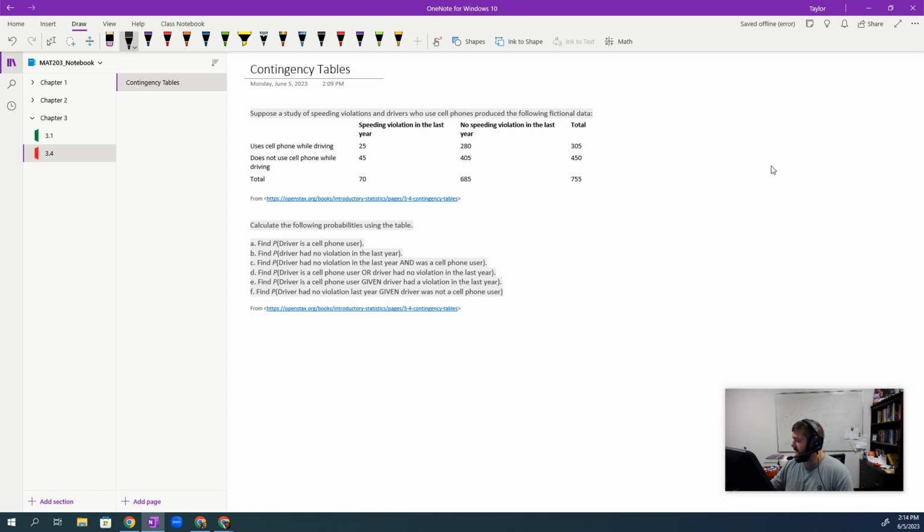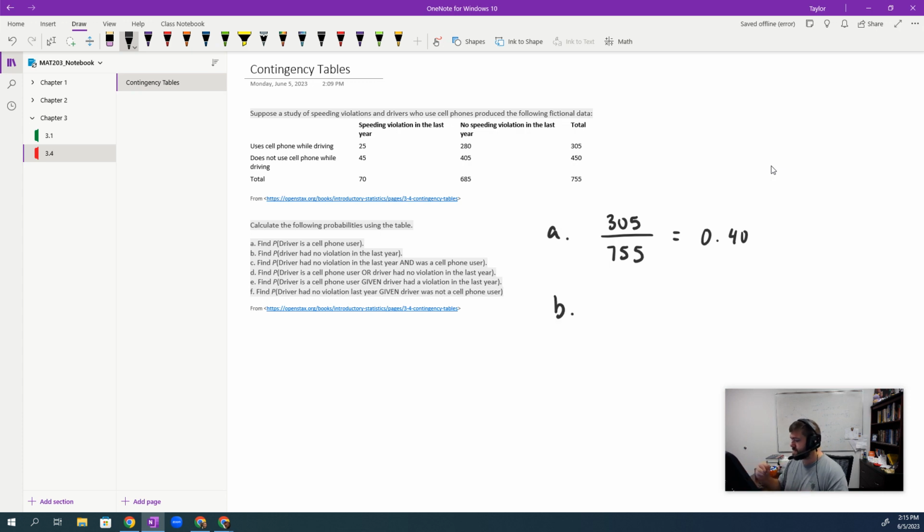So this should be 305, the total number of people using a cell phone, out of 755, the number of people in the study. And you can convert that to a decimal if you like, to get a probability. Let me see. 305 divided by 755, I get 0.4. Rounding to the hundredths place, I get 0.40. Okay, so what's the probability that a driver uses their cell phone while driving? 40%, based on this study.